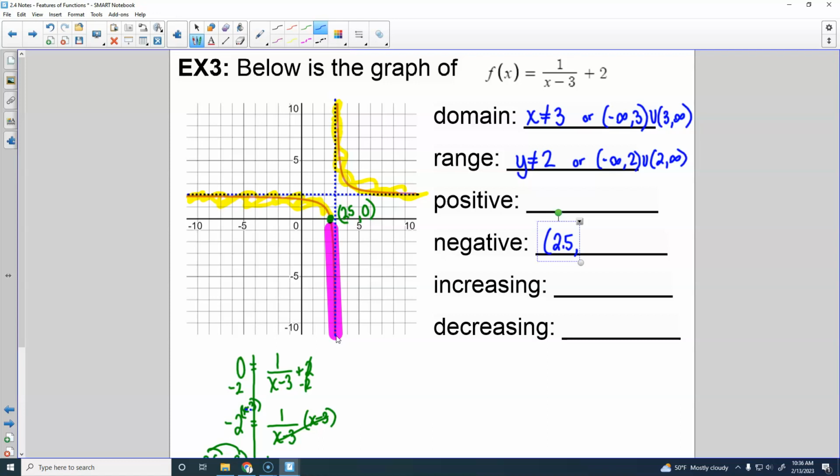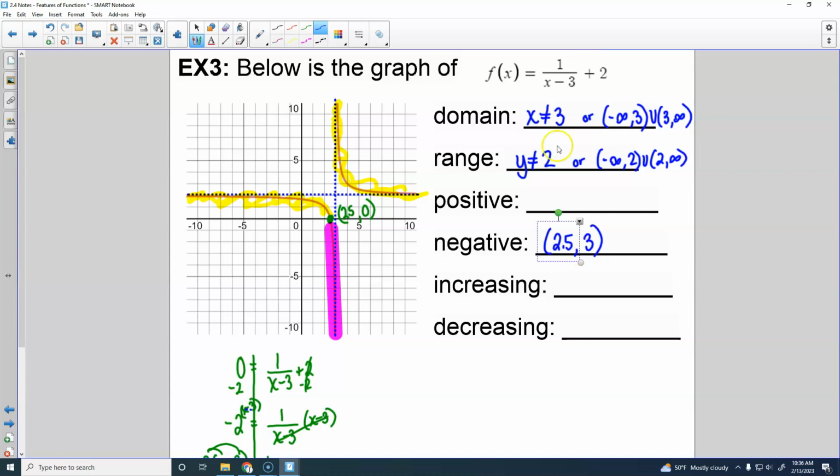We've got to think about the x-axis. It's going to be when we hit 3, right? Because if we hit 3, it's a vertical asymptote. So we've got to think x-axis. It goes down forever, but that doesn't mean it's negative forever, right? Between 2.5 and 3, just that tiny sliver is the only part where this is actually below the x-axis.